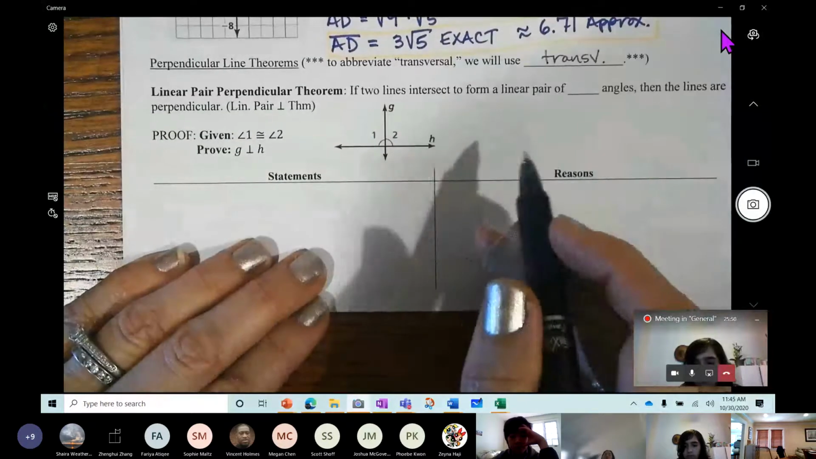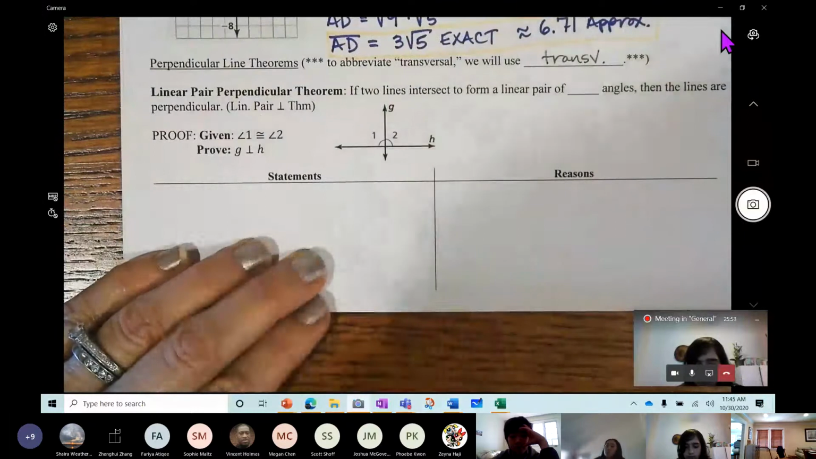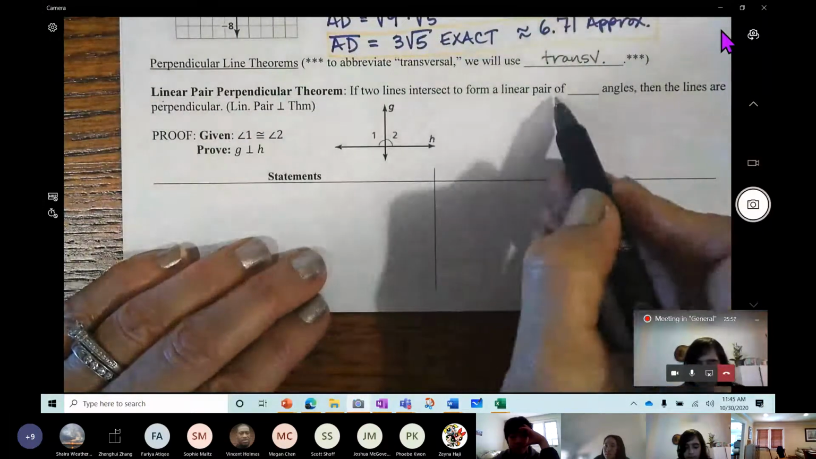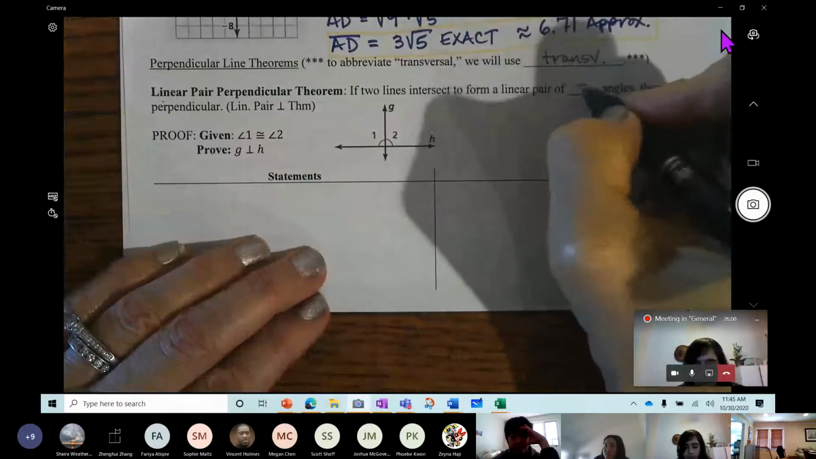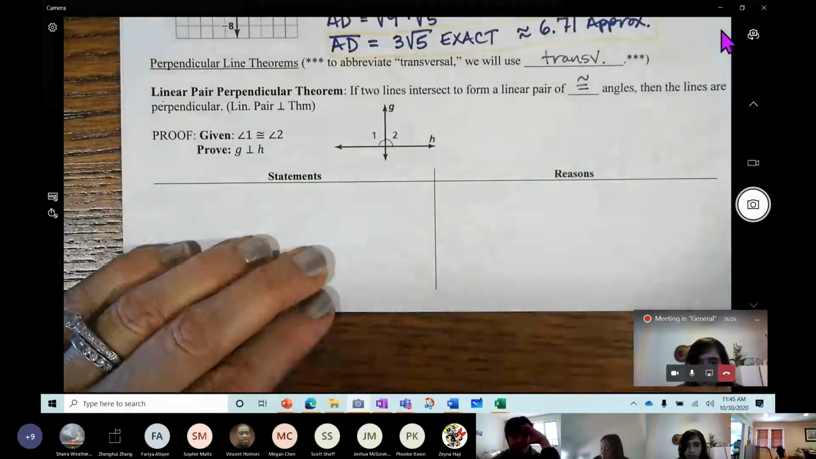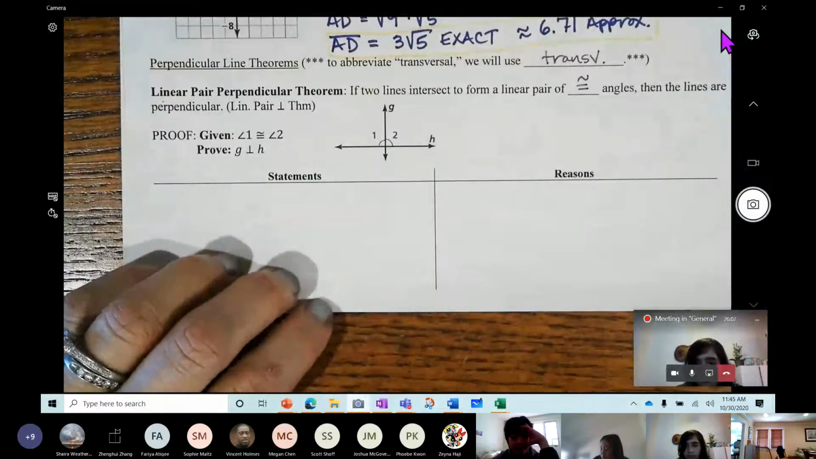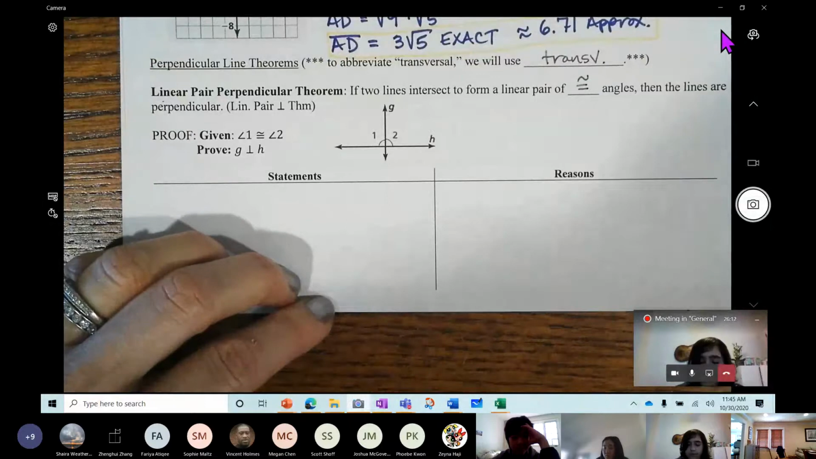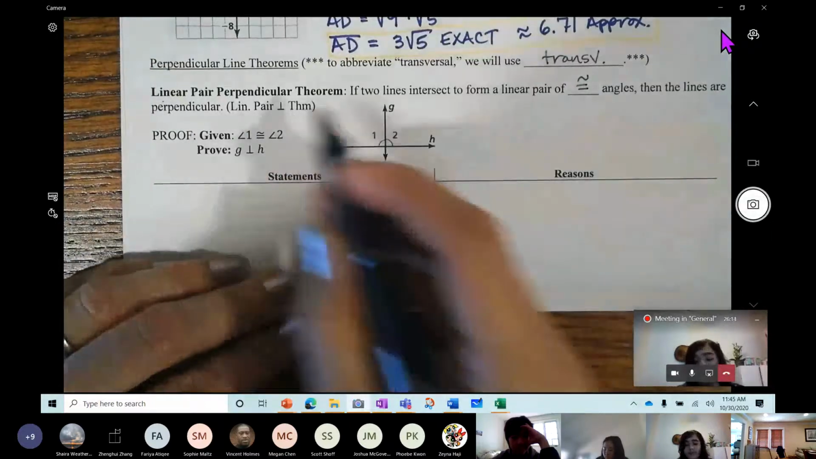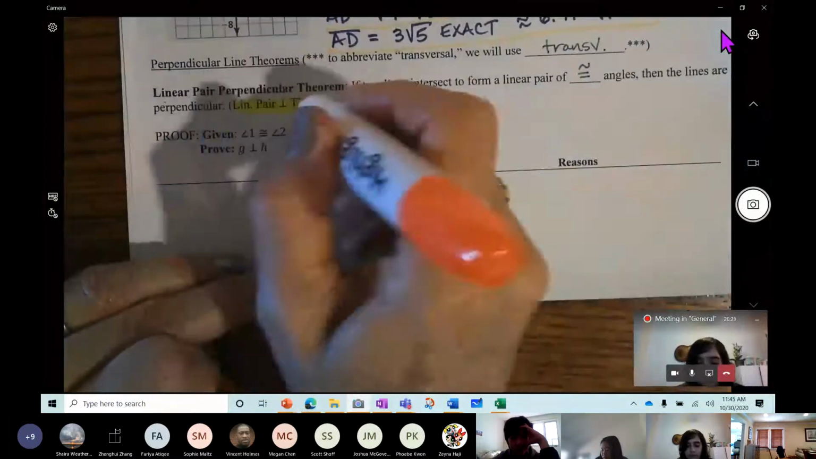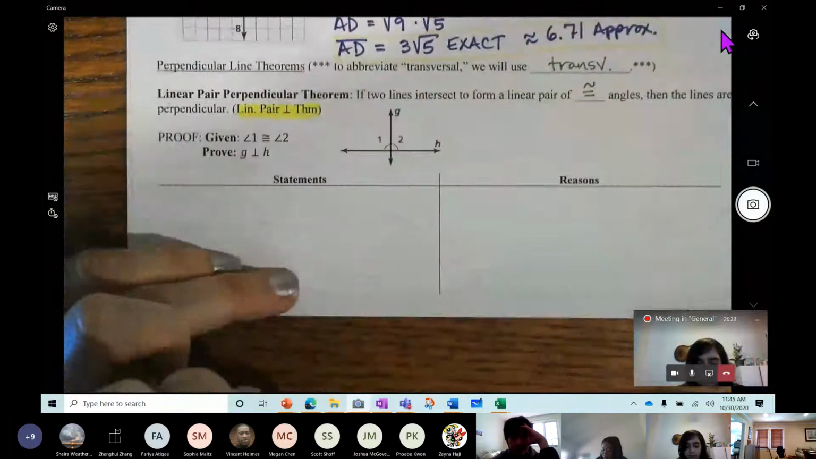Now, the linear pair perpendicular theorem says, if two lines intersect to form a pair of congruent angles, then the lines are perpendicular. There's no other way you can get two angles that are the same measurement to form a perpendicular. And that's called the linear pair perpendicular theorem. In other words, that's how you can abbreviate it in your reasons. So that's why we highlight that.